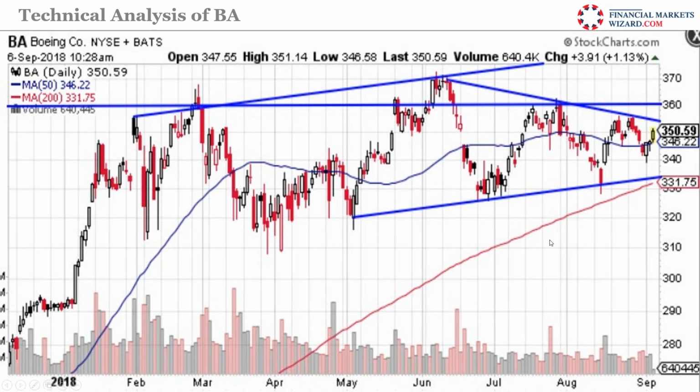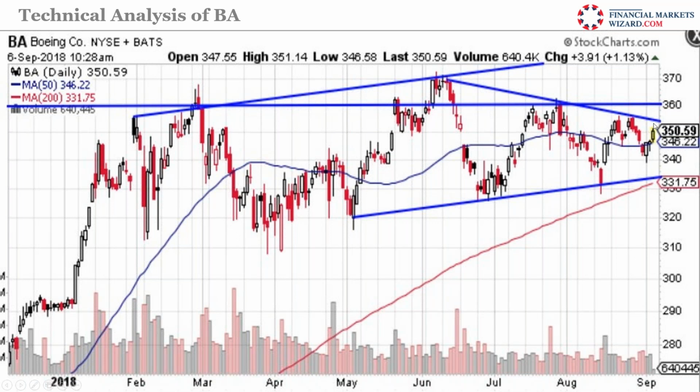Out of all those four, I see that Boeing is hanging on to the 50-day moving average, right? So I'm stalking it. Actually, I'm in Boeing already, long. I was watching this on the 6th of September, stalking it, and I see that it's hanging on to the 50-day moving average, and then it bounced up. So I pulled the trigger.